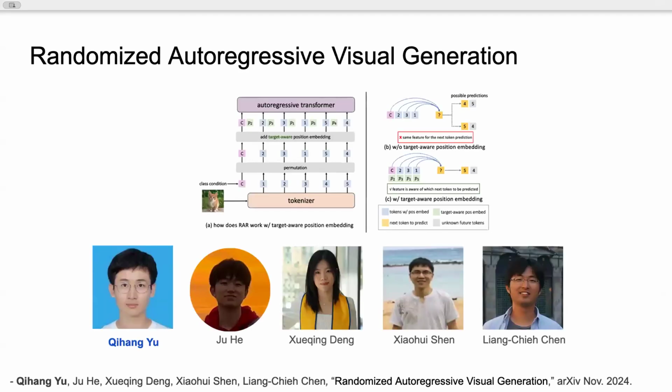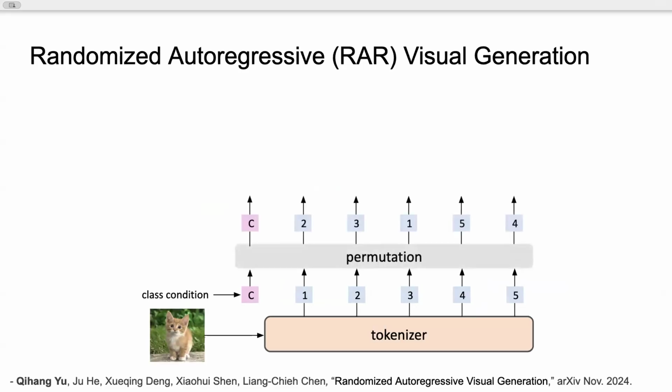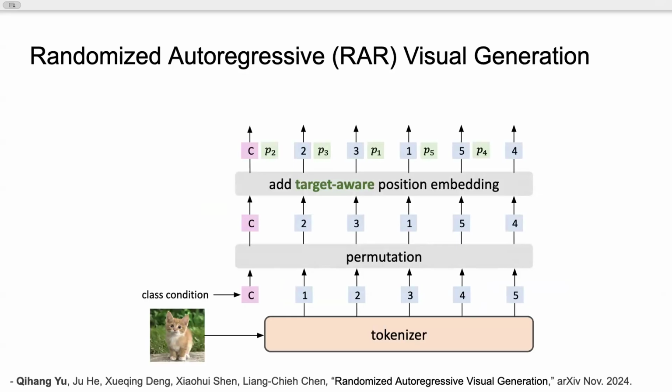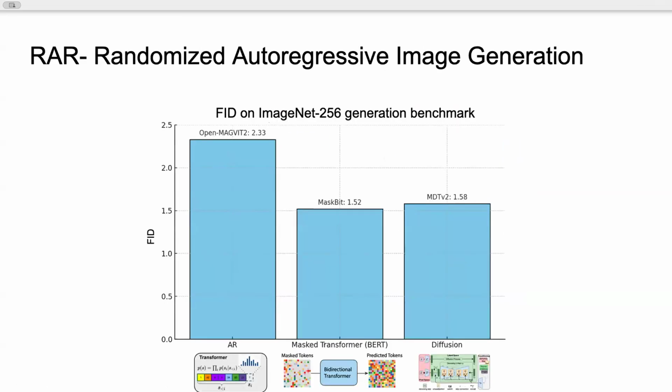Okay. So this is the method proposed in our recent work, randomized autoregressive visual generation. How does it work? We have image patches. We tokenize as before, so flatten them into 1D sequences, and then we randomly permute them. Because of the permutation, we need some guidance for the model. So we add a target-aware position embedding to tell the model the position of the next token to predict. And then we do next token prediction as usual. With this simple trick, on the ImageNet benchmark, it significantly bridges the gap.